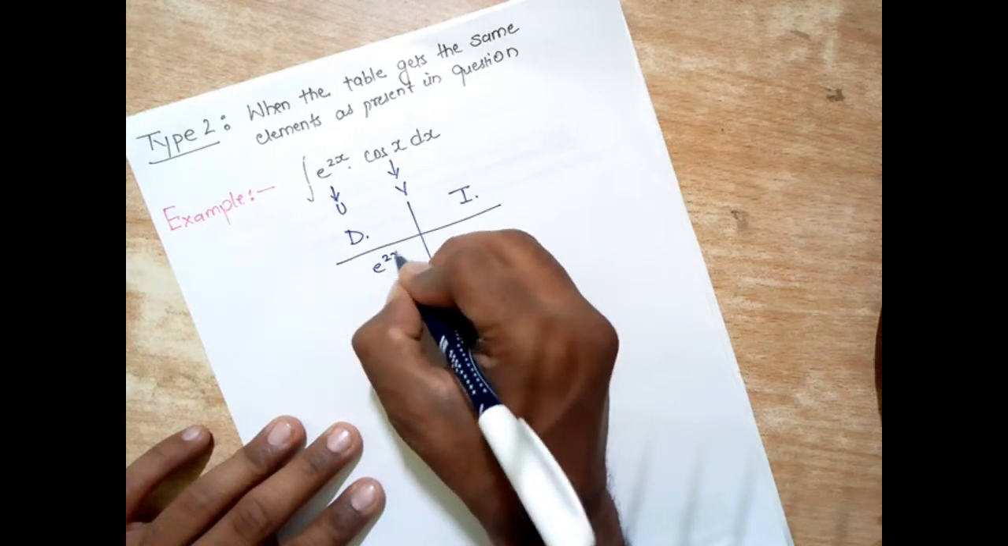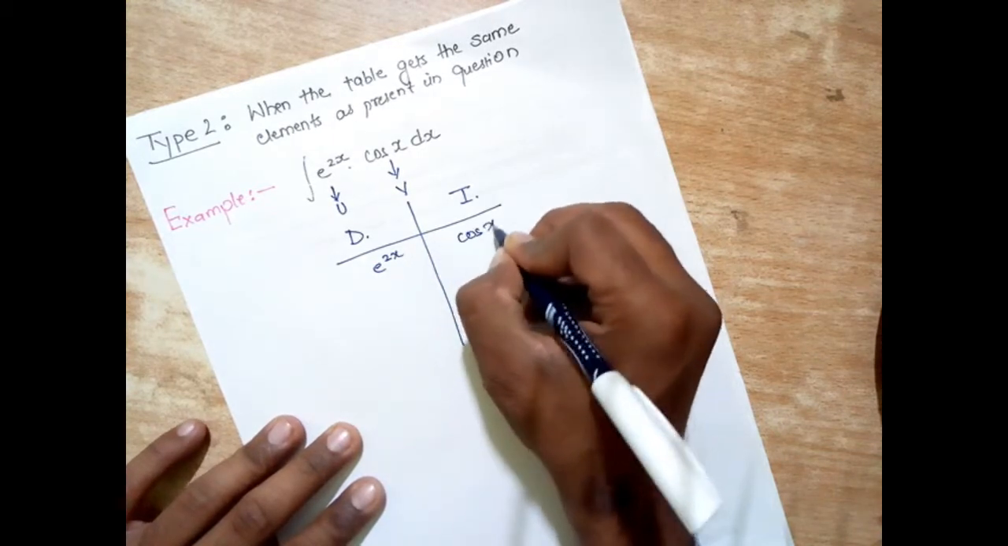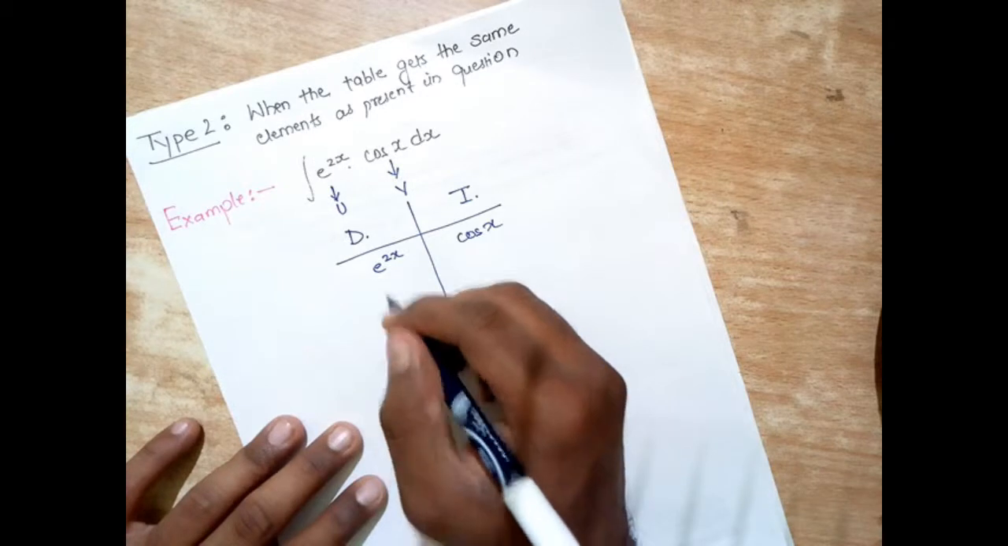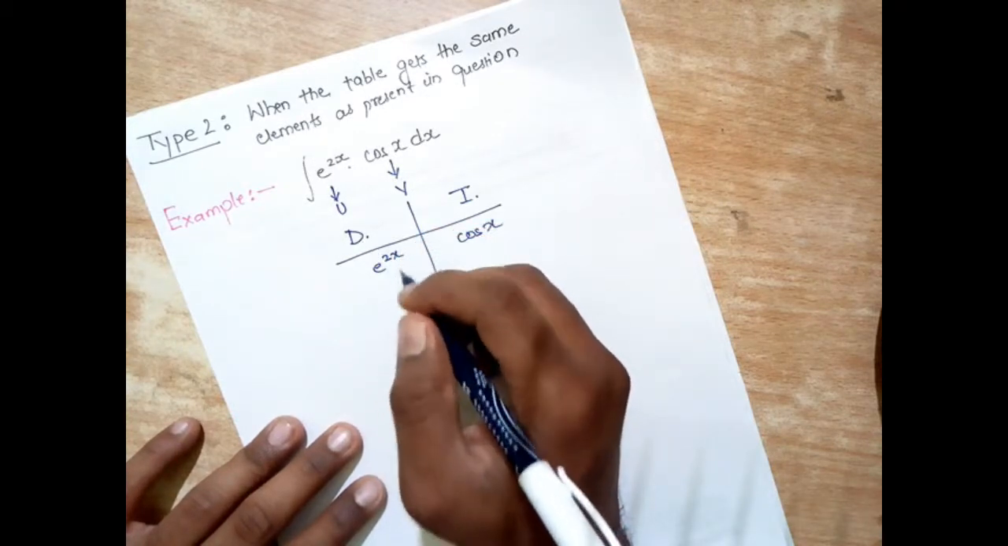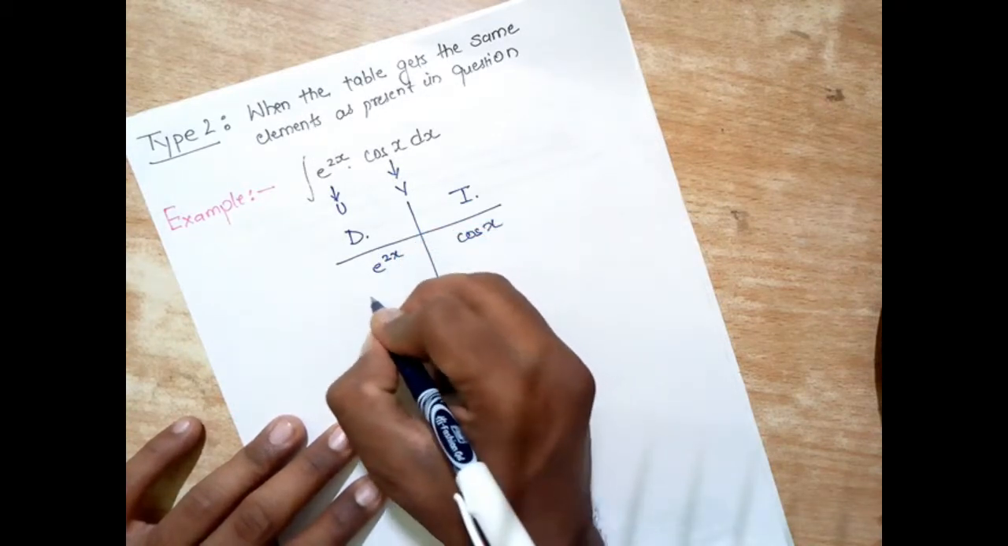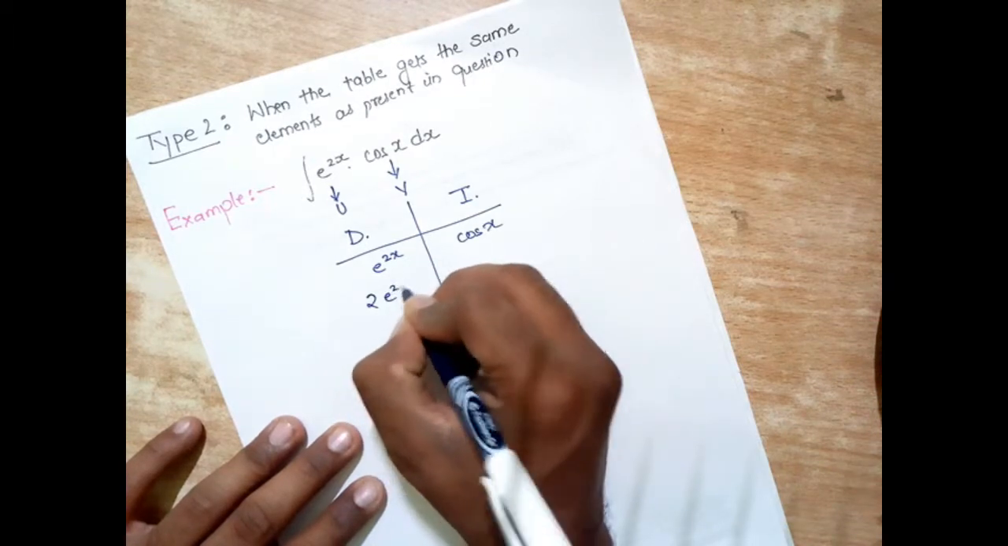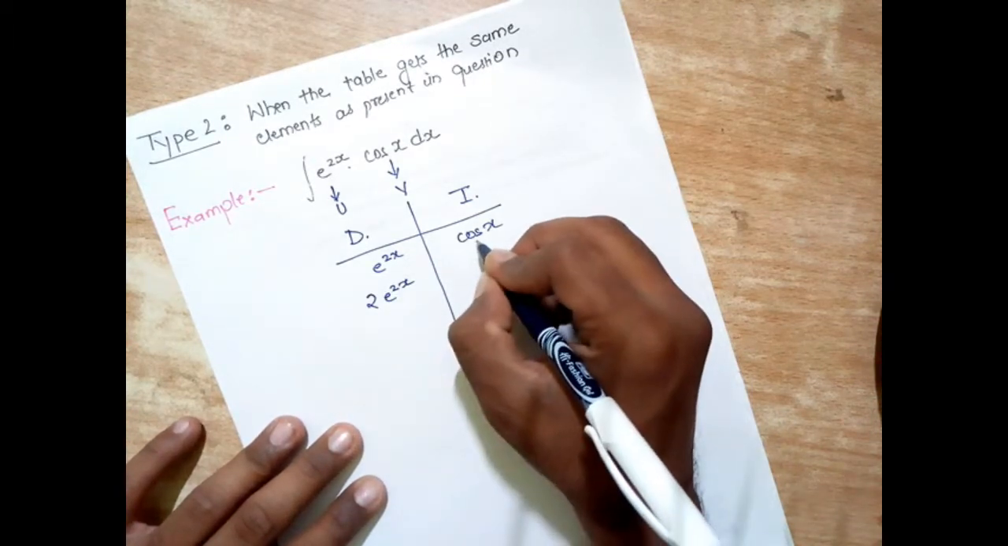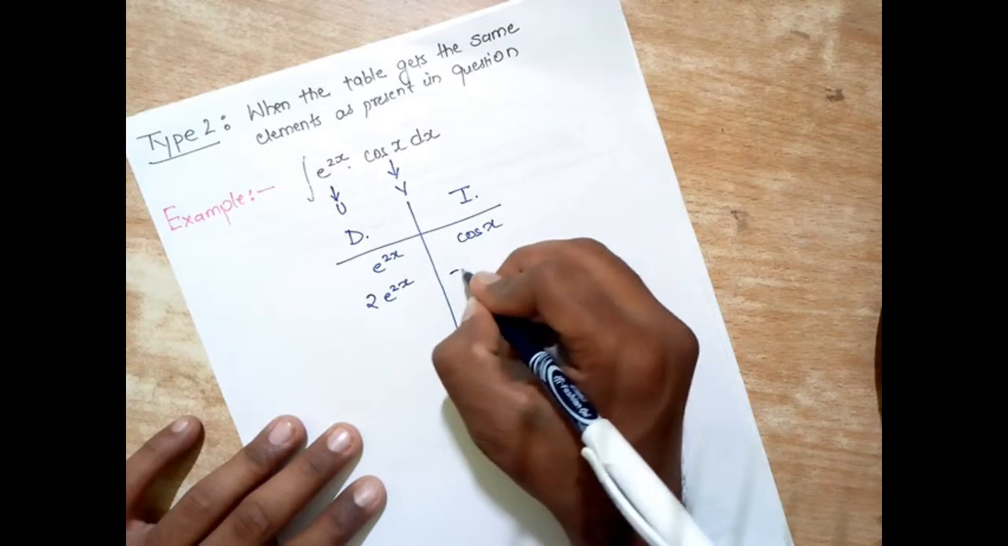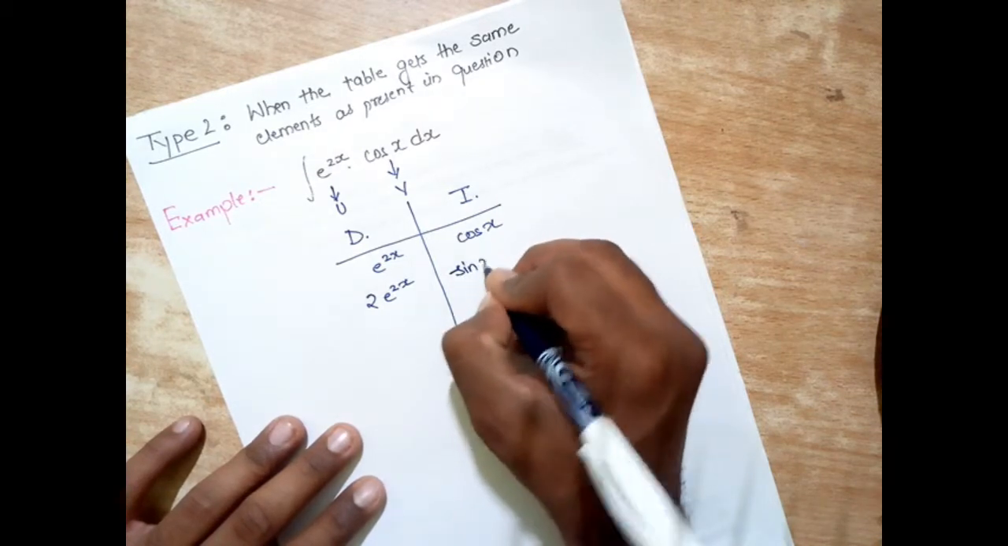In the integration column, we first write the original one. Now let's start. Differentiating e raised to the power 2x is going to give us 2 e to the power 2x. Cos x will be integrated to sin x.